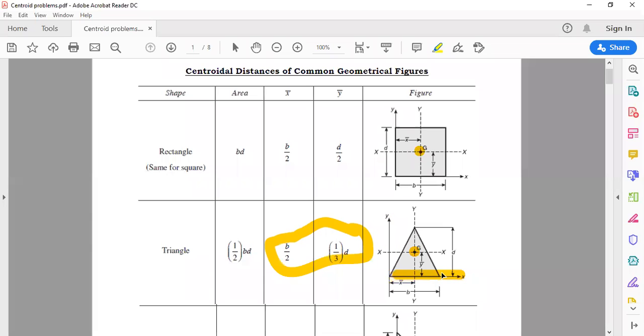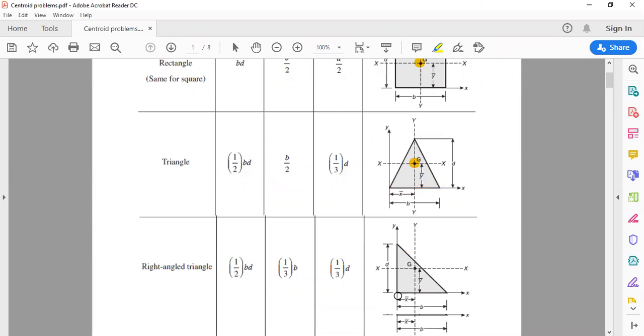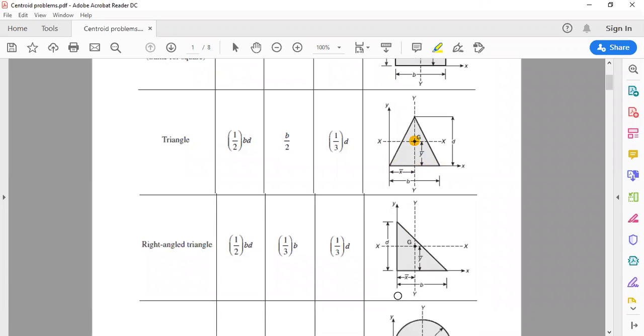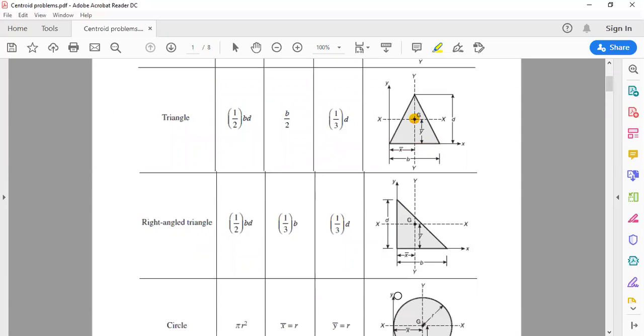Now, the next figure we have is again a triangle, which is a right angle triangle. In this right angle triangle, one needs to be very careful while locating the centroid. Now, you have the reference y-axis along one side of the triangle. Similarly, you have the reference x-axis along another side of the triangle.